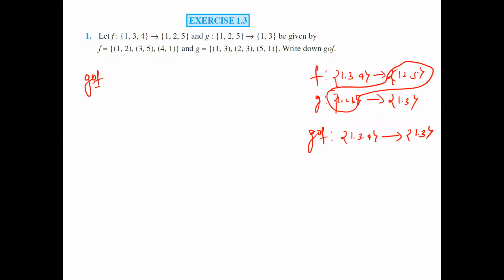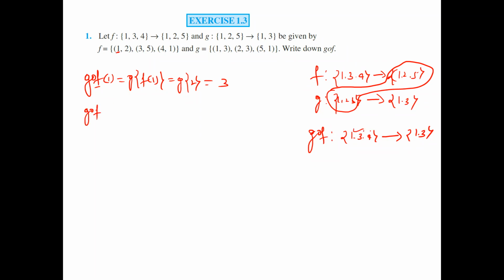Now G composition of F of 1, the first element. G of F of 1, that is G of, what is the F of 1 value? Here is the F of 1 value. When you substitute 1, what is the answer? 2. What is the G of 2 value? G of 2 value is 3. Okay. Next, G composition. 1 is finished.